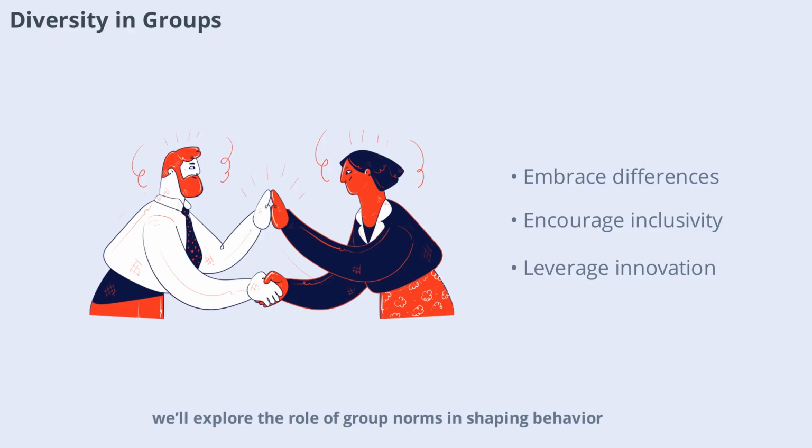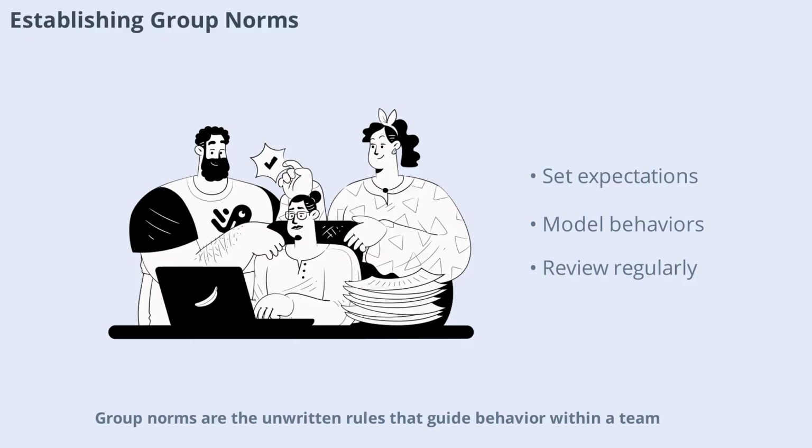Up next, we'll explore the role of group norms in shaping behavior. Group norms are the unwritten rules that guide behavior within a team. These norms influence everything from communication styles to decision-making processes. Establishing positive norms early helps set expectations and creates a sense of accountability. Leaders can facilitate this by modeling desired behaviors and involving the group in setting ground rules. Norms should be revisited regularly to ensure they remain relevant.